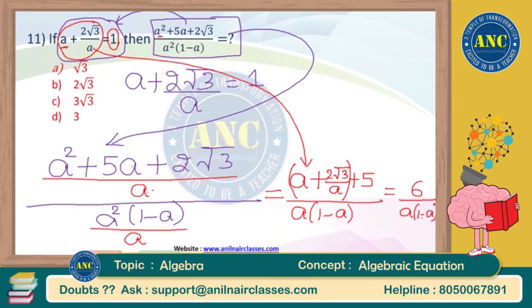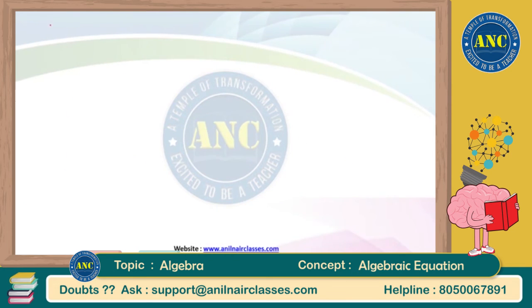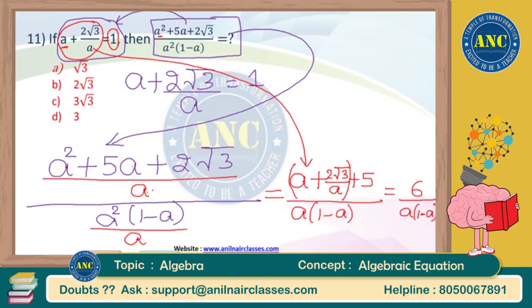Now, this should be the answer. But the answer options are not given like that. Answer options are all numerical values. The variable is not present in the answer options. So I will further simplify. This asked condition, to some extent I have simplified as 6 divided by a into 1 minus a. Now I should find this a into 1 minus a and substitute back.